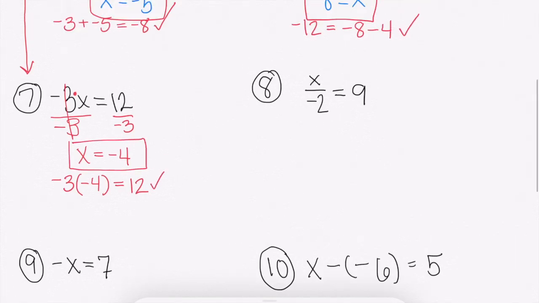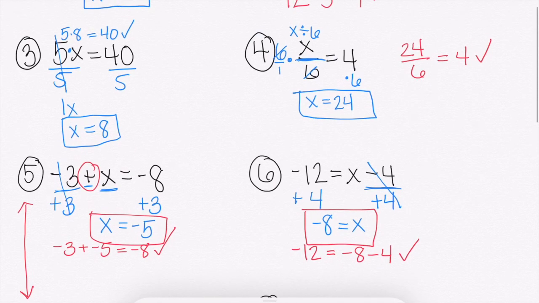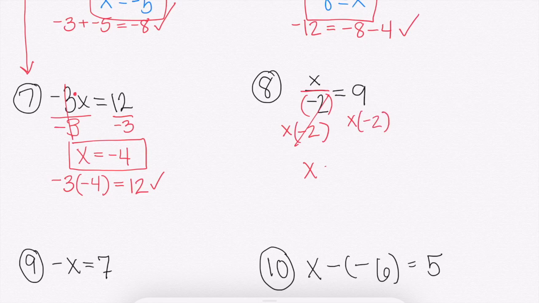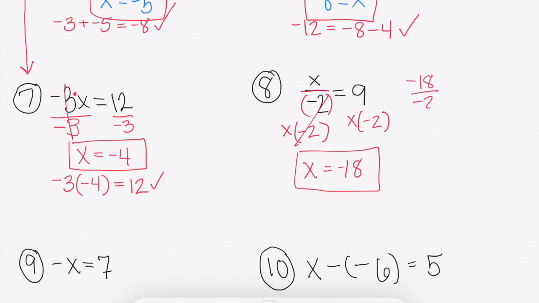Number 8 here, just like the one up here, number 4, that fraction bar is really just saying divided by negative 2. So how do we get rid of divide by negative 2? We would multiply by negative 2. Remember, we have to keep that negative in there so that those negatives cancel out and it gets us a positive x. Do it to both sides. 9 times a negative 2 gets us negative 18. You can check it. Negative 18 divided by negative 2 does get us positive 9.